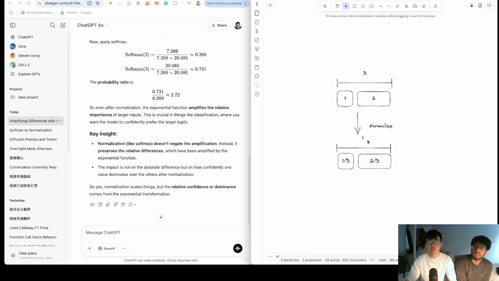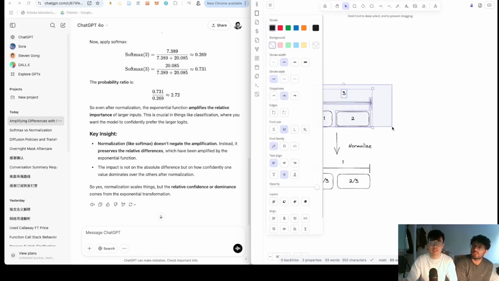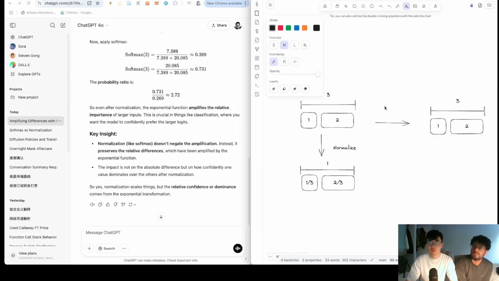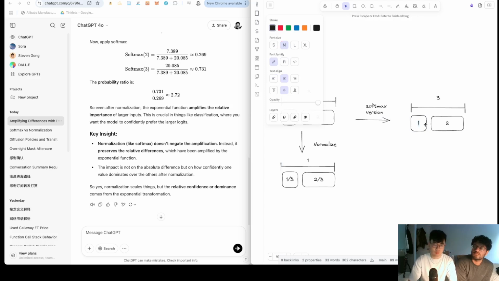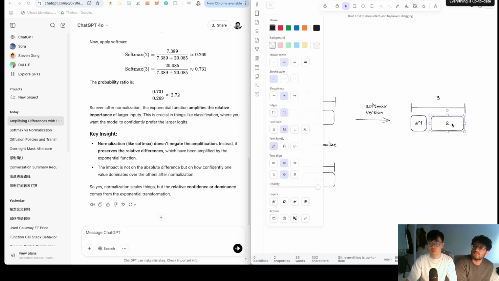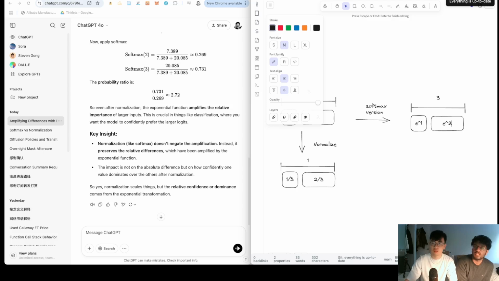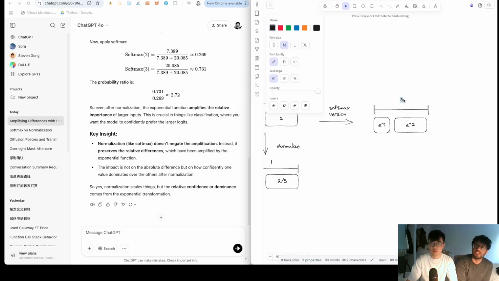And then I'll get 1. Okay. And then if we do an exp softmax version, so then this is e to the 1, e to the 2, and then the total is e to the 1 plus e to the 2, not e to the 3. Yeah, plus.